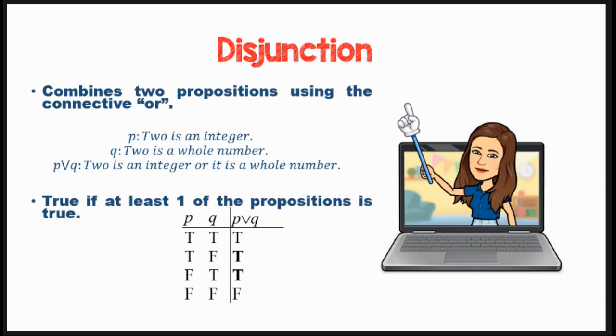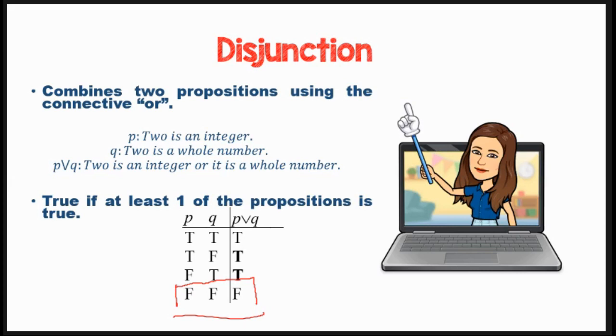What will be the truth value of the disjunction? Unlike the conjunction, whose connective required that both be true for the whole statement to be true, in a disjunction, as long as one of the propositions is true, the compound proposition is true. Basta may isang true sa dalawang proposition natin, the truth value will be true. It is only false if both statements are false. Okay?